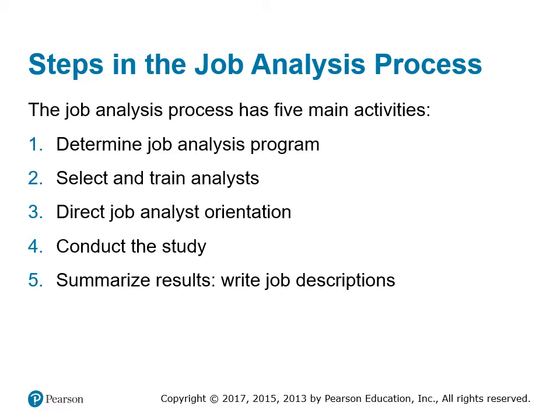Okay, to do the job analysis, the job analysis process has 5 steps. So the job analysis process has 5 main activities. The first one is to determine the job analysis program. Second, select and train analysts. Third, direct job analyst orientation. The fourth is conduct the study. And the fifth is summarize results, or the final stage is write job descriptions. So we'll talk about these 5 steps in the job analysis process.